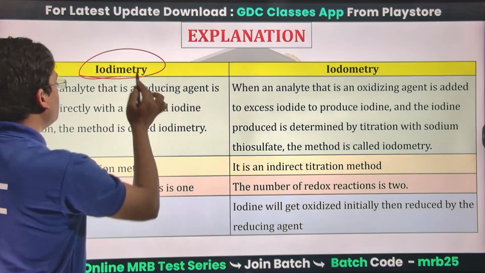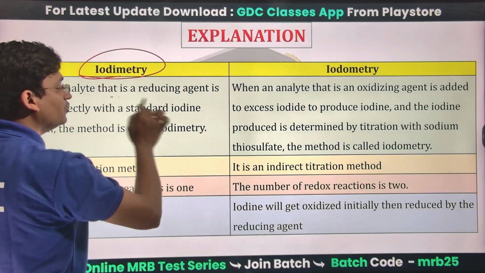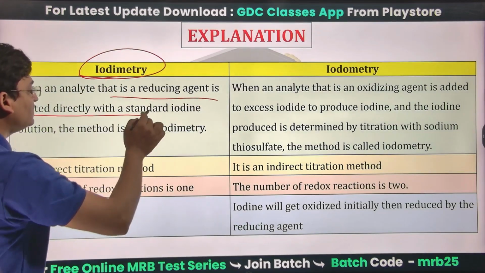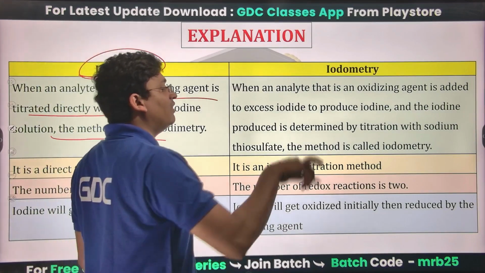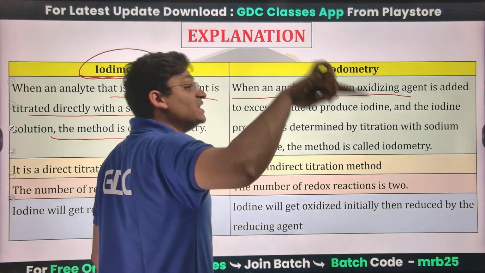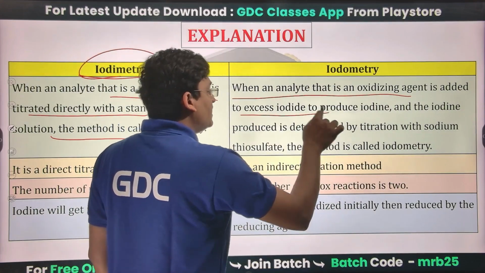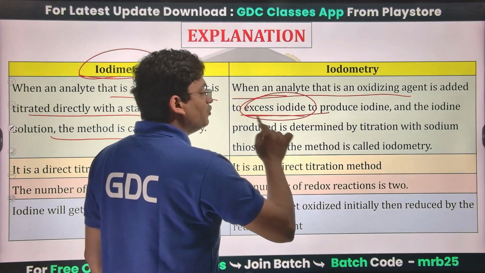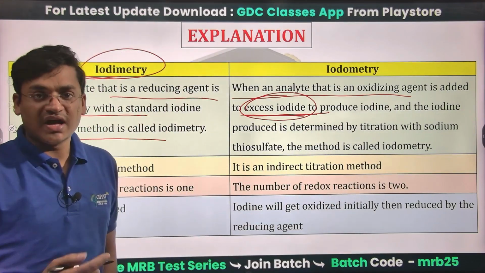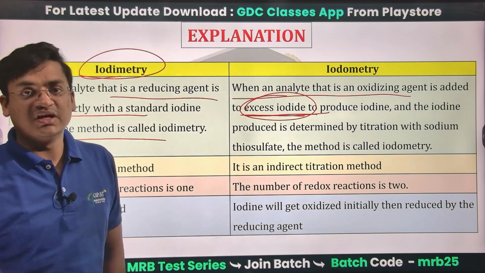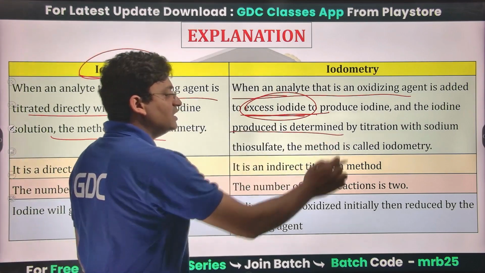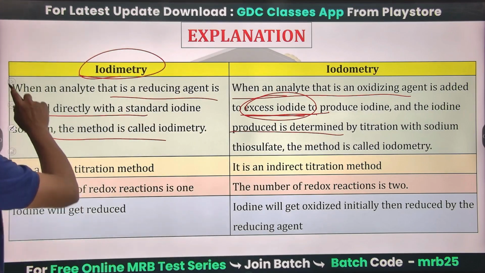So in the case of iodimetry, when a reducing agent is directly titrated with the standard iodine solution, this method is known as iodimetry. While when an oxidizing agent is added to excess iodide, that is, iodide is converted into iodine and iodine comes out of that particular compound, this is known as iodometry.